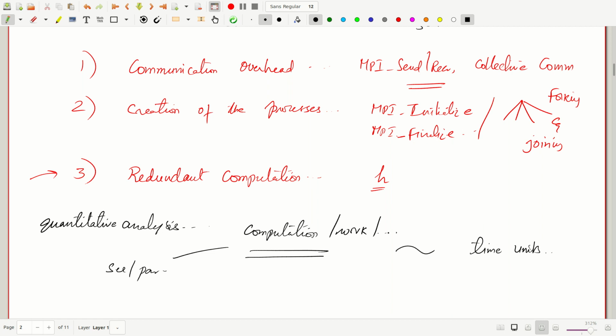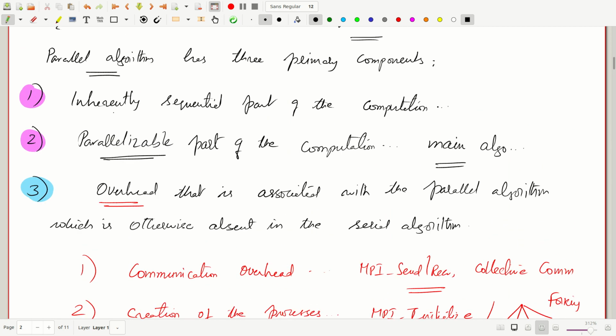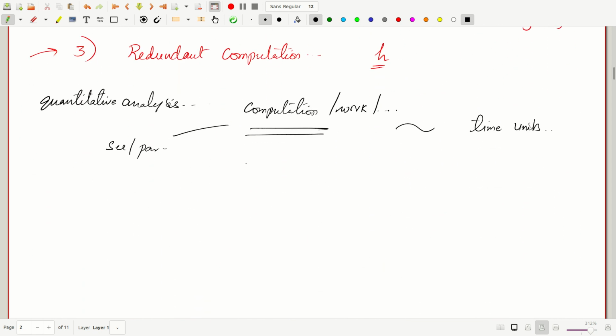Okay, that means if we go back and say that the inherently sequential part of the computation is, let's say, s, then s is some s seconds of the inherently sequential part of the computation. Similarly, if we say the parallelizable part of the computation is some p, then p seconds is the parallelizable part of the computation. Okay, so that's associated with some kind of time. It means we are going to use computation and time interchangeably.